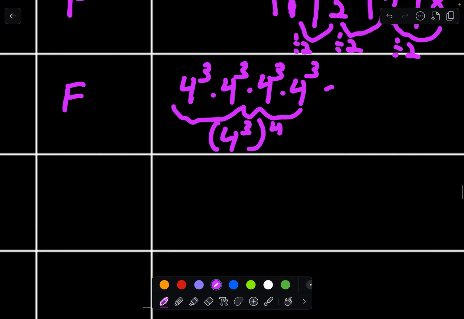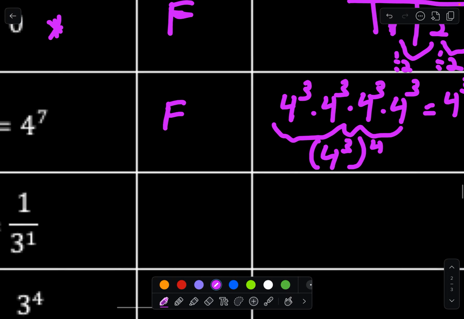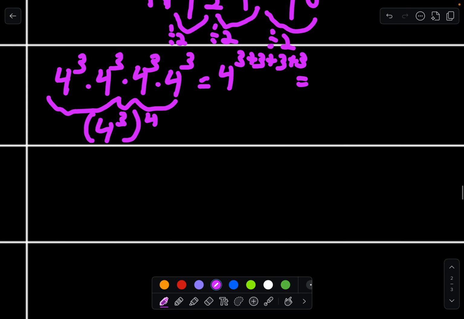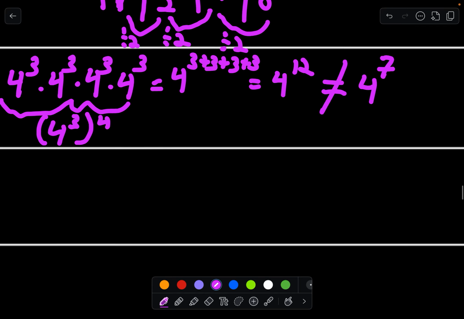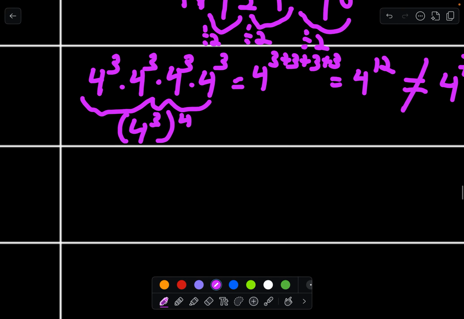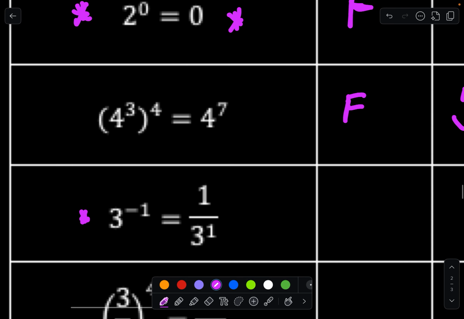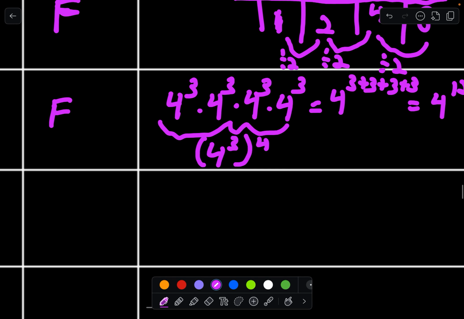Now, since we're multiplying, we're adding the exponent. So that's 4 to the 3 plus 3 plus 3, 1, 2, 3, 4, plus 3, which is 4 to the 12th power, which is definitely not equal to what they said, which was 4 to the 7th. So that is false, and I just showed you why. All right, because again, this 4 on the outside says we're multiplying 4 to the 3rd against itself 4 times, which I represented with this statement here.